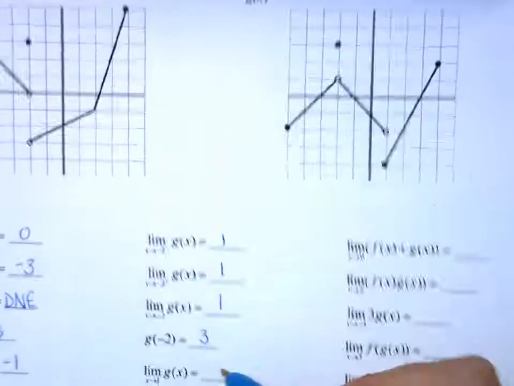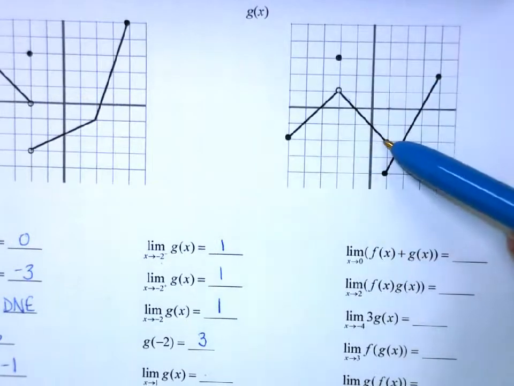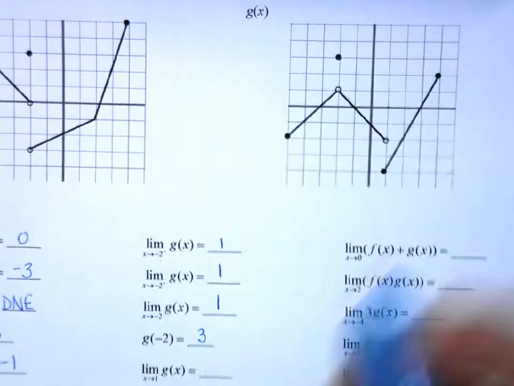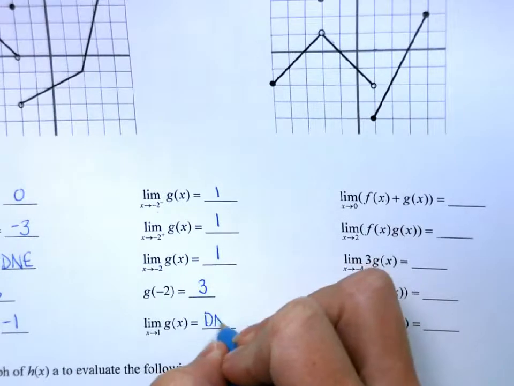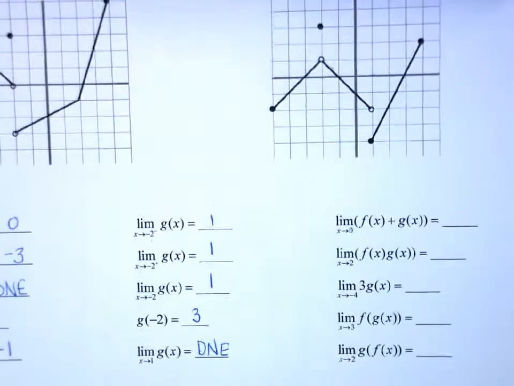The limit as x goes to 1, okay, we're going to negative 2 here, negative 4 here, so this limit does not exist. It is not going to the same place.